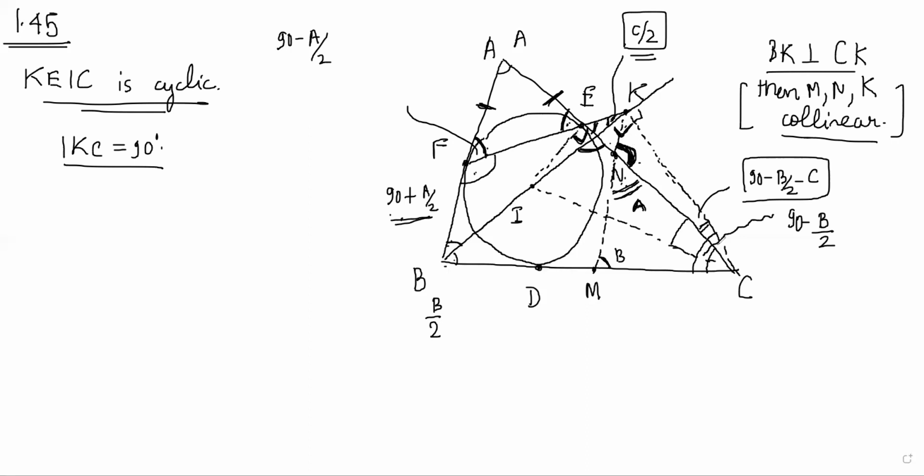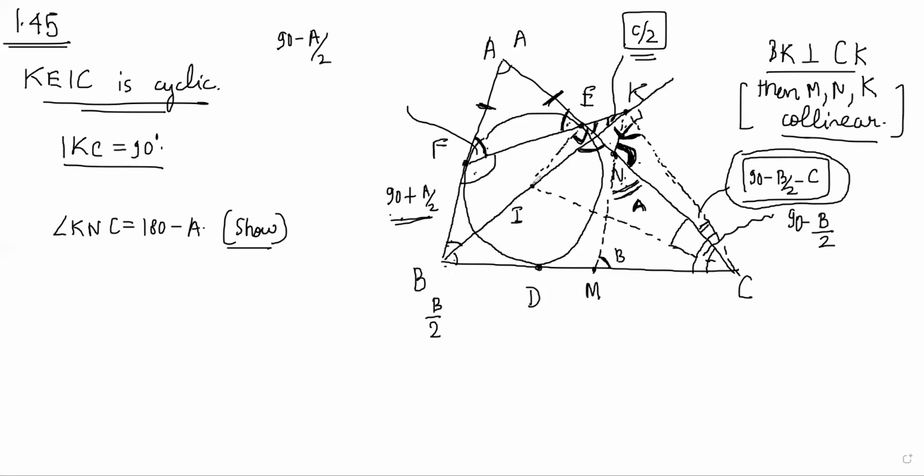KNC, right? So we know that this angle is this, right? Correct. And can we find out this angle now? Let's try to find out that angle. If we find that, then we are done, right? So basically, I have to show that angle KNC is equal to 180 minus A.